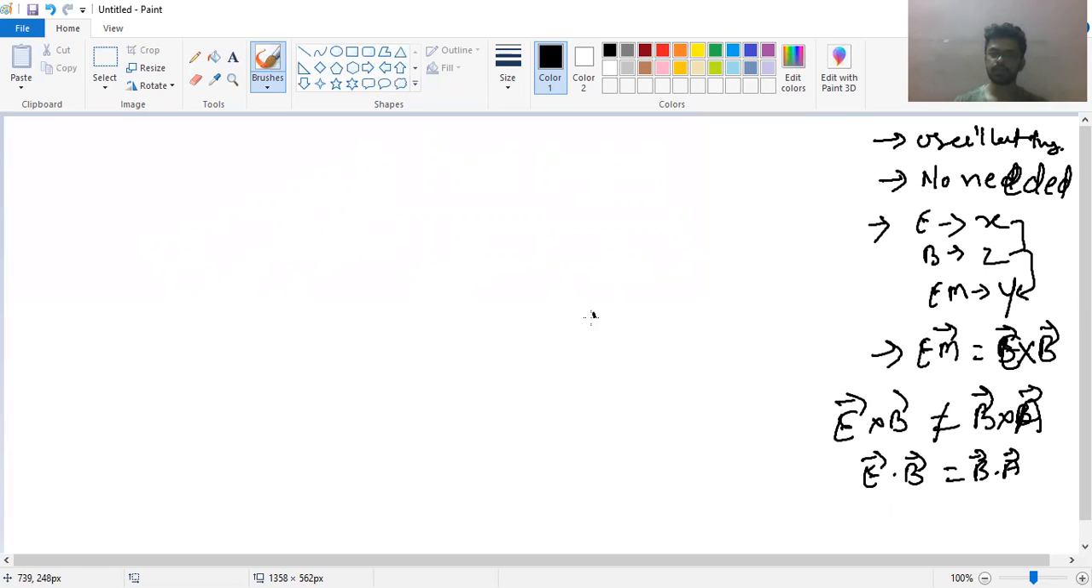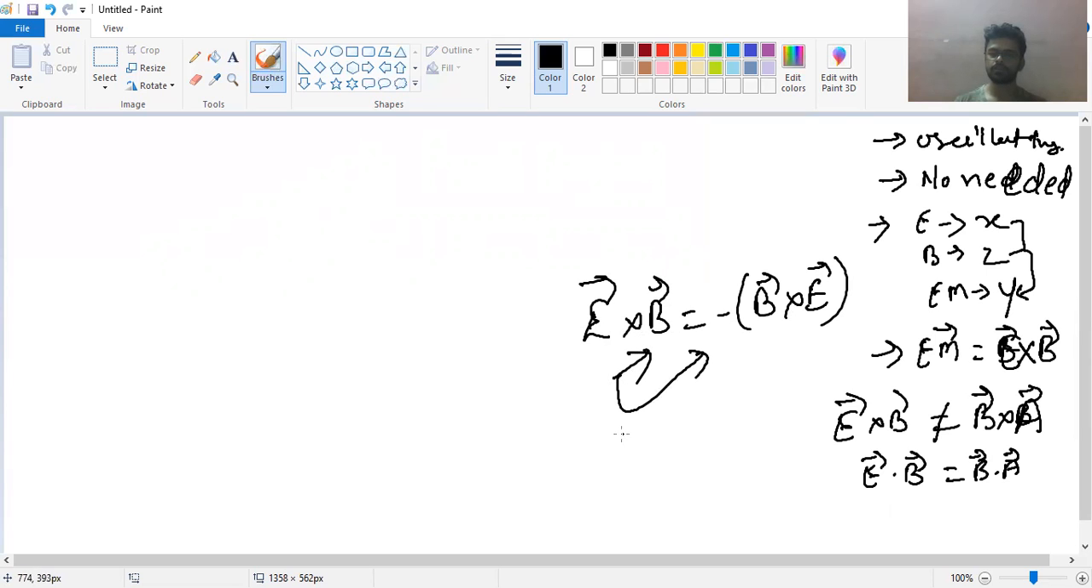What will be the relation if we exchange it? E cross B will be equal to negative of B cross E. The directions will be completely opposite to each other.